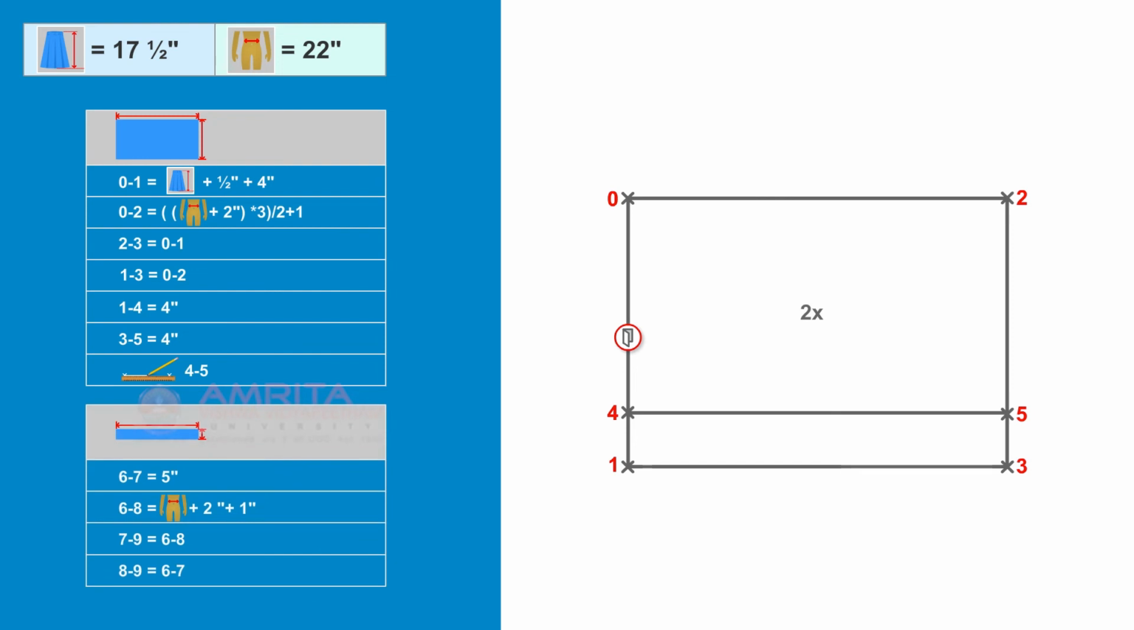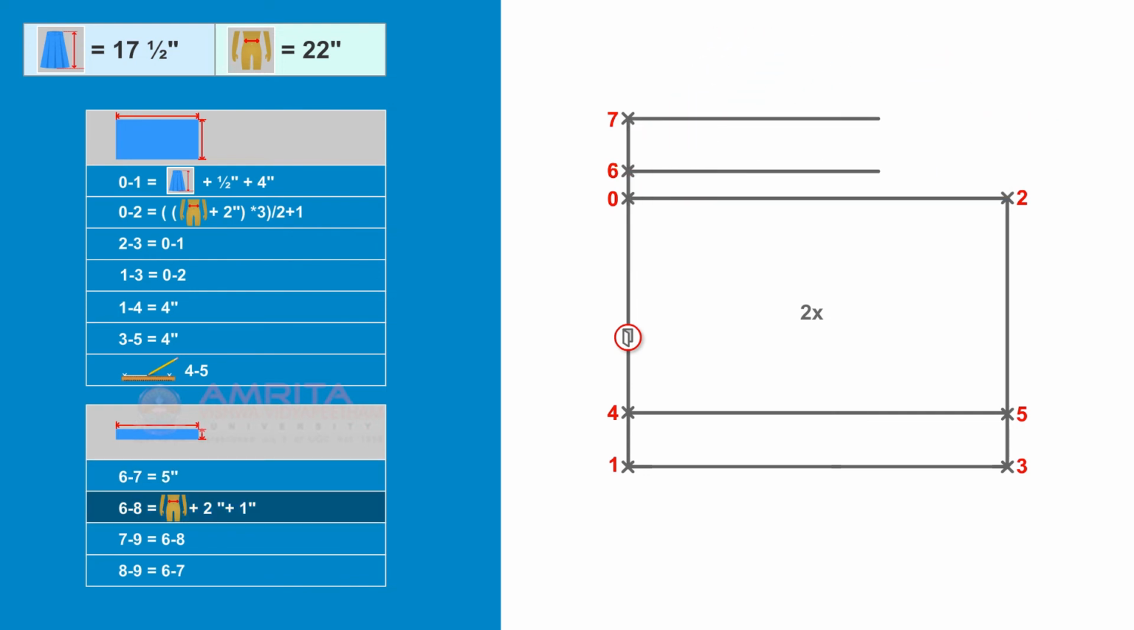Now let's see how to draft the pattern for the waistband. Extend the baseline upwards and from point 0, measure 2 inches up and make a mark. This is point 6. From point 6, measure along the baseline the width of the waistband of 5 inches and make a mark. This is point 7. From point 6 and point 7, draw a right angle line to the baseline.